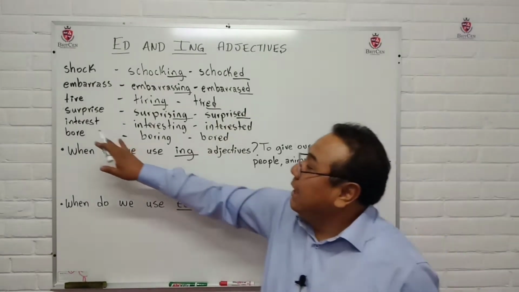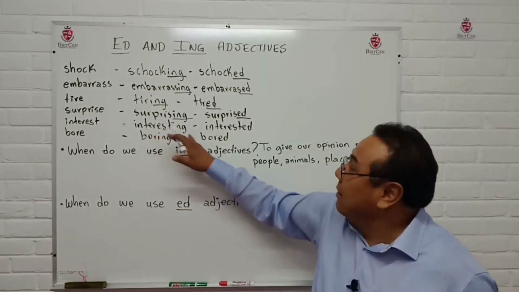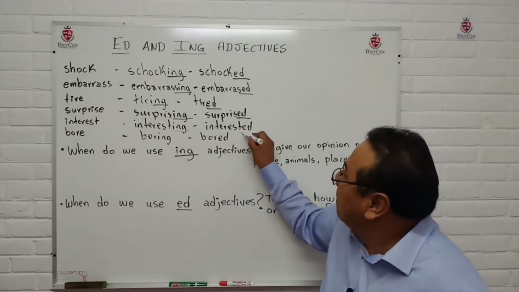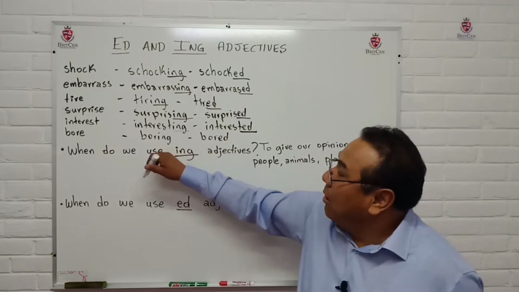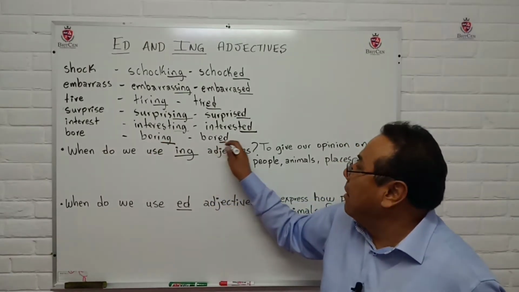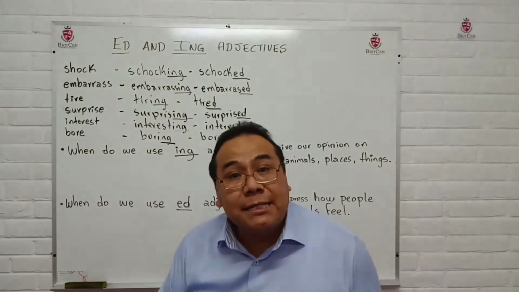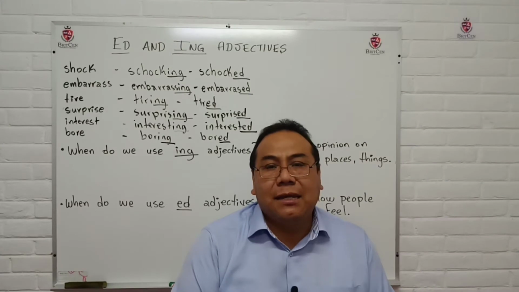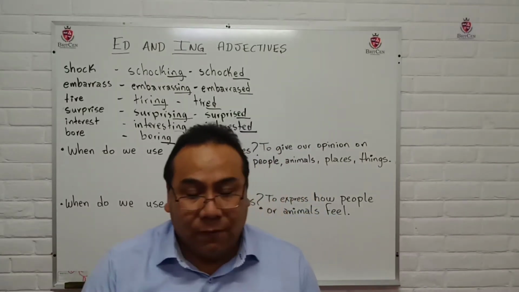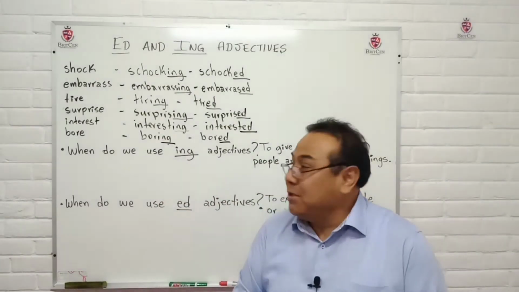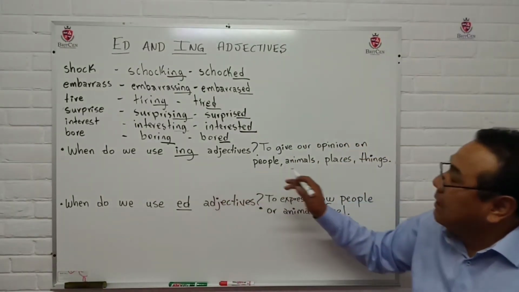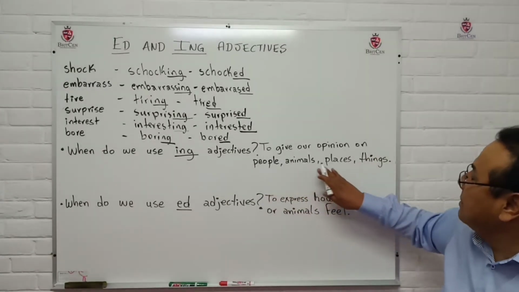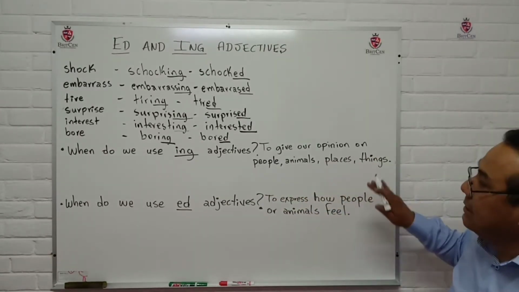Okay? Well, interest, interesting, interested. The ing, the ending, the suffix. Bored, boring, and bored. But the question is, when do we use ing adjectives and when do we use ed adjectives? Let's focus on those questions. So we use ing adjectives to give our opinion on people, animals, places, or things.